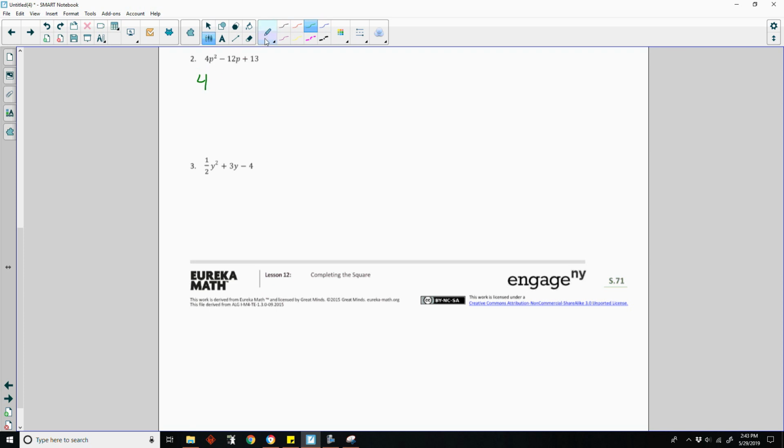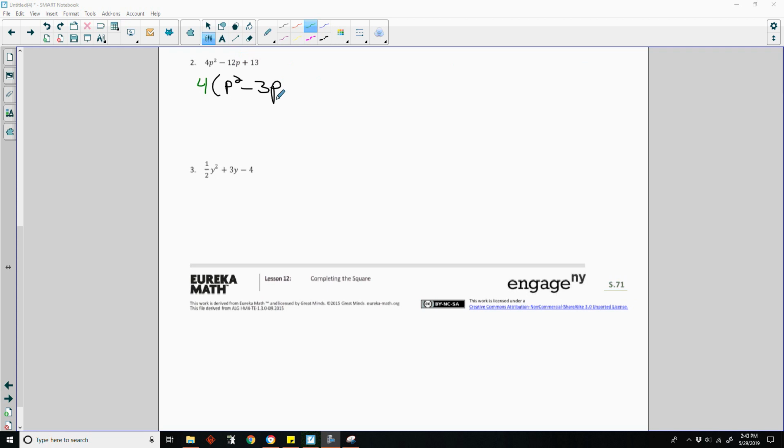Anyway, 4 parentheses p squared minus, what's 12 divided by 4? 3p, and then half of the 3. So I'll move this over here. So I have a negative 3 as my b divided by 2, and then I'm going to square that, and I'm going to get 9 quarters.